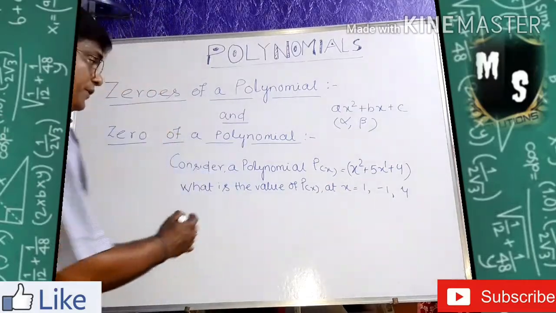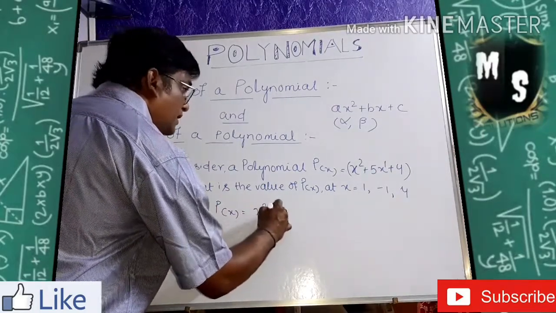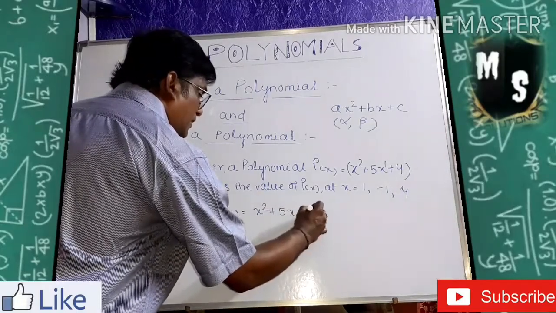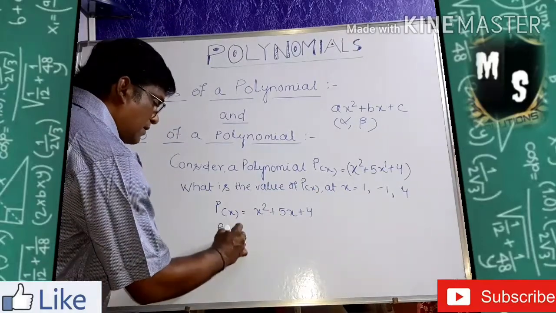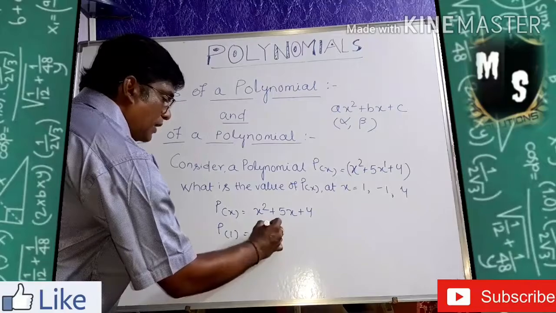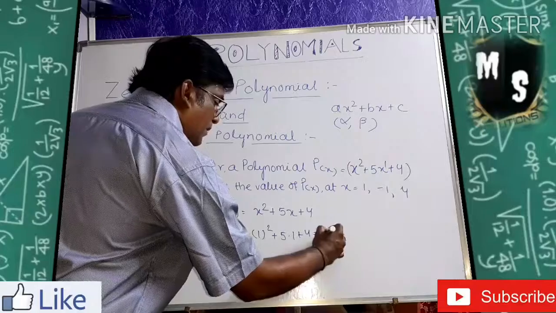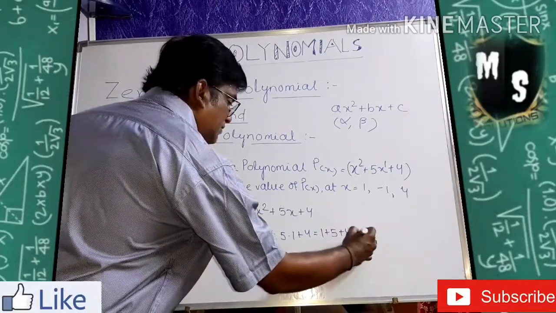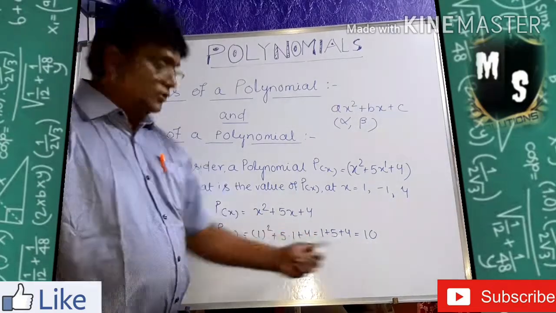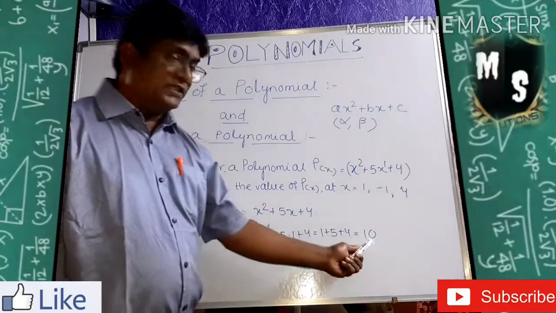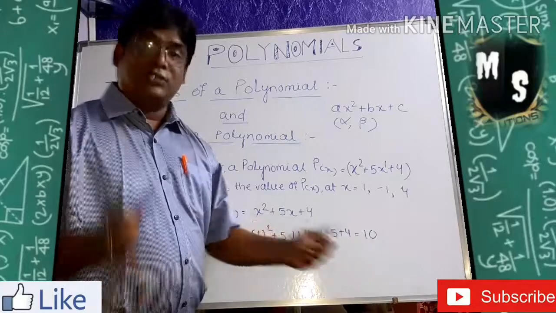See now how I am doing. So p(x), what is my p(x)? My p(x) is equal to x square plus 5x plus 4. Then what I am going to do? I am putting x equal to 1. So polynomial in 1 is equal to 1 square plus 5 into 1 plus 4. That is equal to 1 plus 5 plus 4. That is equal to 10. So when I am putting 1 here, you see I got the value 10. Two values I got. One is alpha and there is beta. Two solutions I got. By putting one solution, I got the other solution.